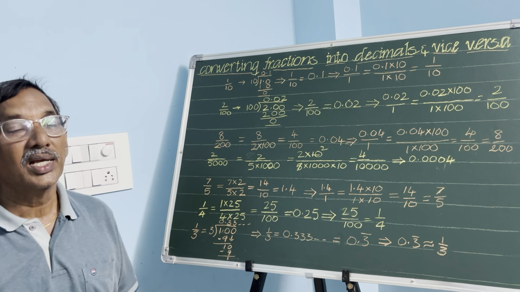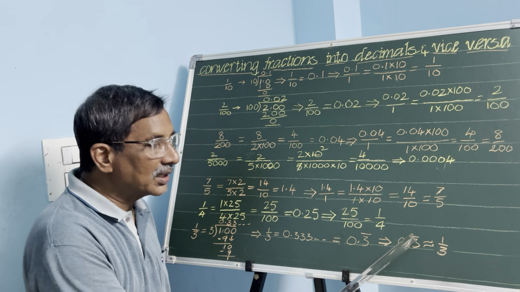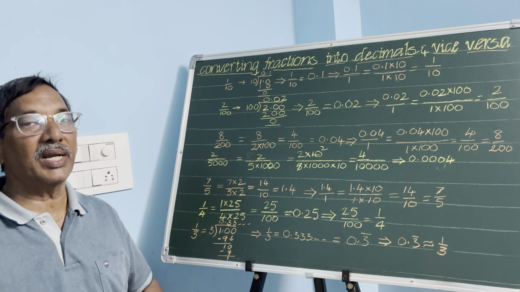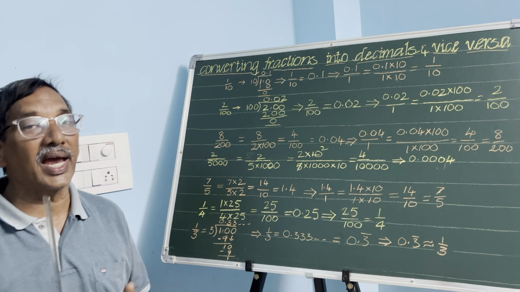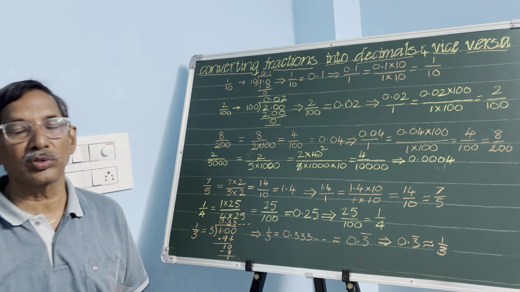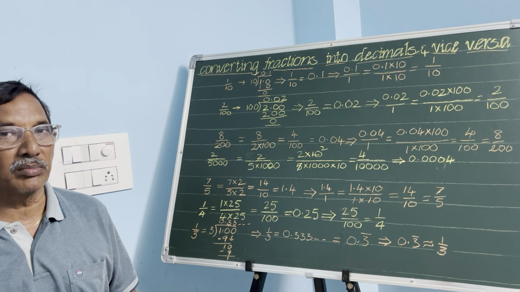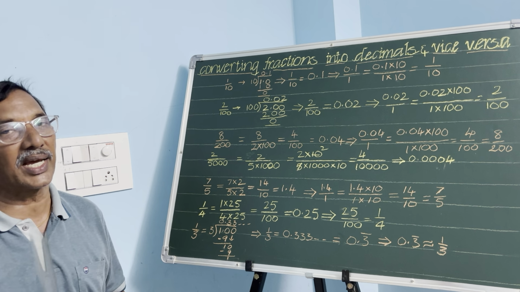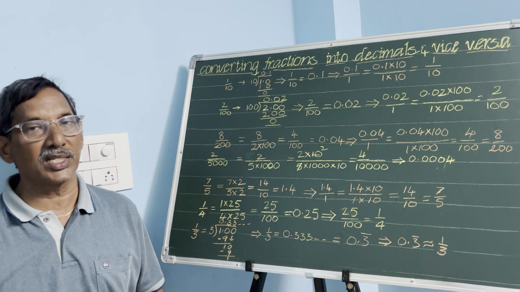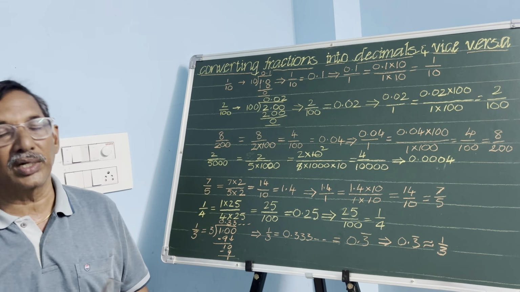So 1 by 3 in decimal form is 0.33333, etc. This number can also be written as 0.3 bar. That means 0.3 bar is approximately equal to 1 by 3, not an exact number. So you cannot write 1 by 3 as a terminating decimal. It does not terminate. It is a recurring decimal. We call it a recurring decimal. So in the recurring decimal form, you write 0.3 bar.